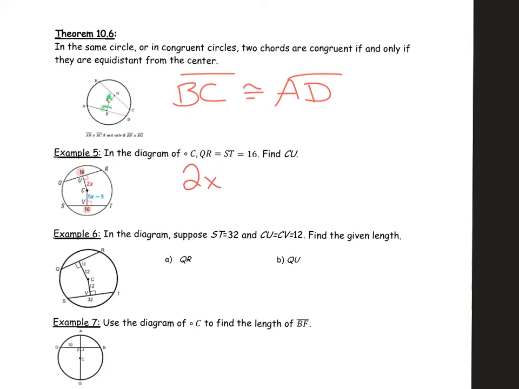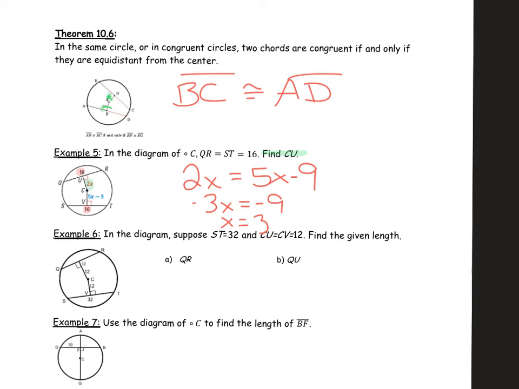Because chord QR is congruent to chord ST, we know they're equidistant from the center. So we just take those two distances and set them equal, and then just solve that equation. So we know that x is 3, but be careful. It doesn't just ask for x, it asks for CU. Remember, CU without the symbol means they want the actual distance.